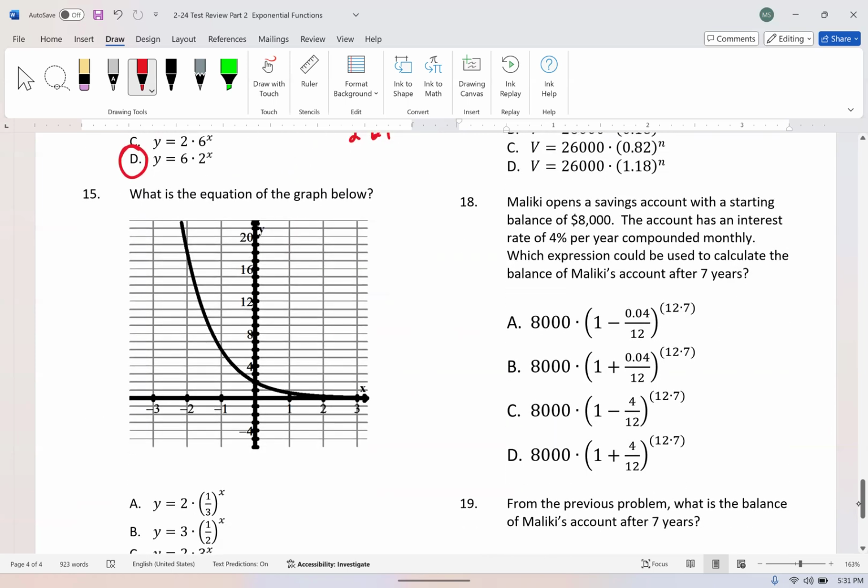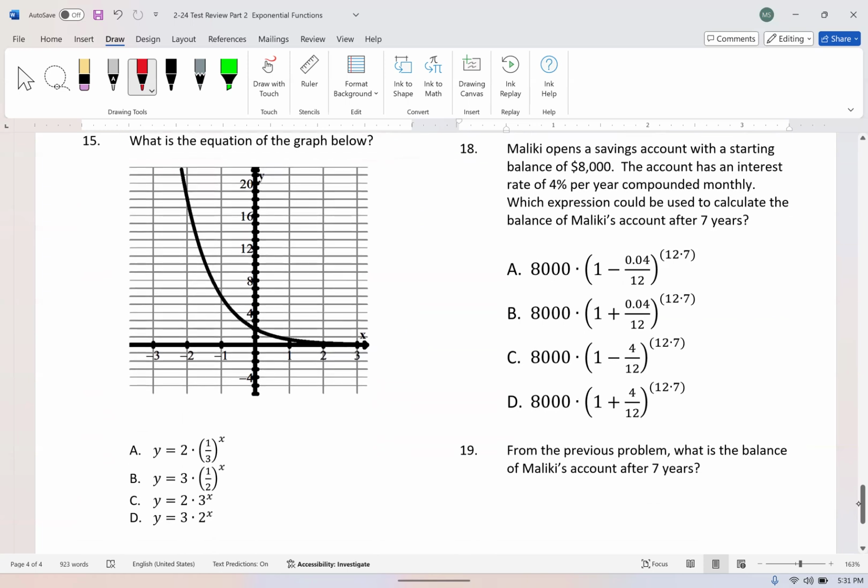All right, number 15. First thing I know is that this is a decay problem because it's going down. So it can't be C or D. It's got to either be A or B. So when I look at this one, I see right here, it crosses at y equals 2. So there is the number.